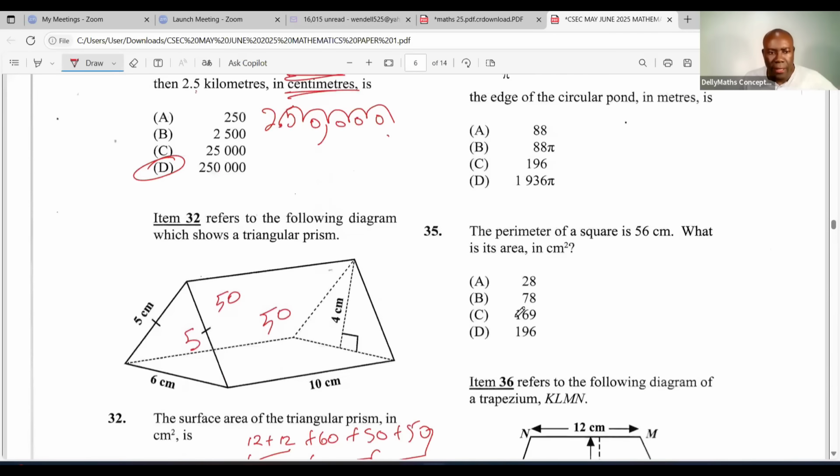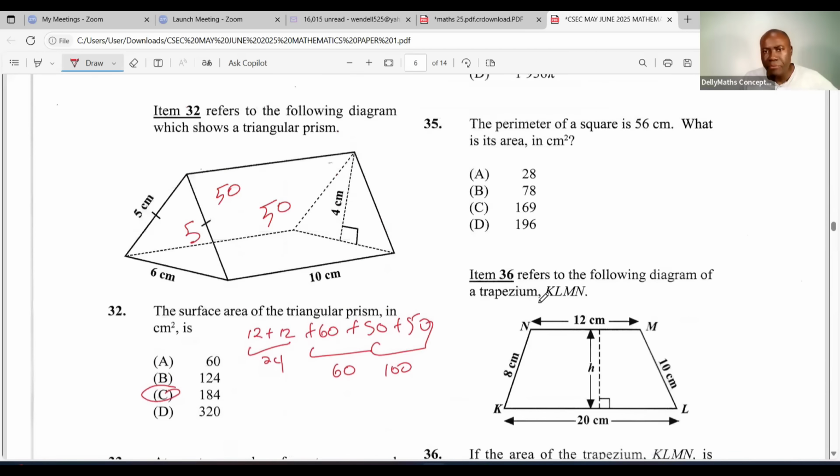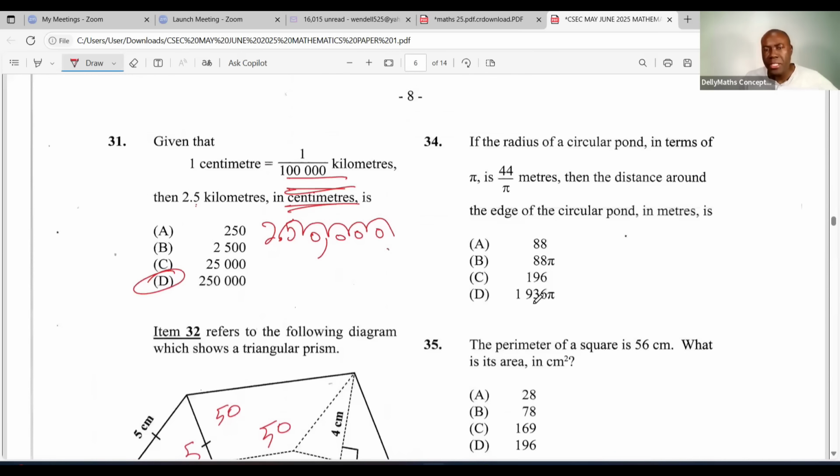Where am I? 33. So it says here, if the radius of a circle in terms of pi is 44 over pi, then the distance along the edge of the circle, so they want the circumference, right? So the circumference is going to equal 2 pi r.